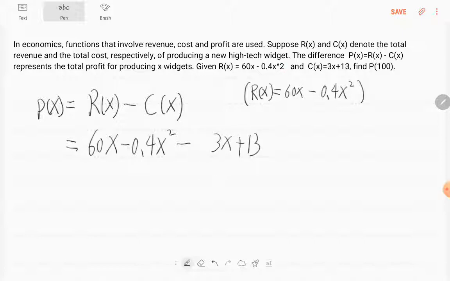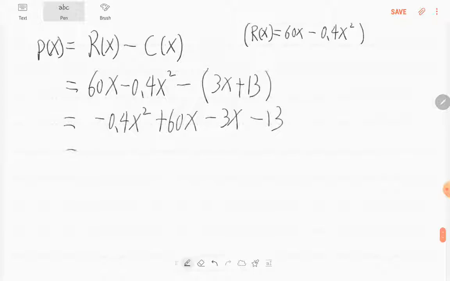Many students will write it this way. Is this correct? No. You need to add the parentheses, because this is C of x and you have a minus sign here, so you cannot just ignore the parentheses. So let's simplify and combine like terms. Put the x squared term first, so negative 0.4x squared, plus 60x minus 3x minus 13. So that's negative 0.4x squared plus 57x minus 13. This is the profit function to produce x items.